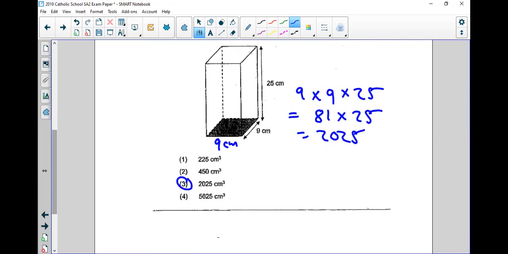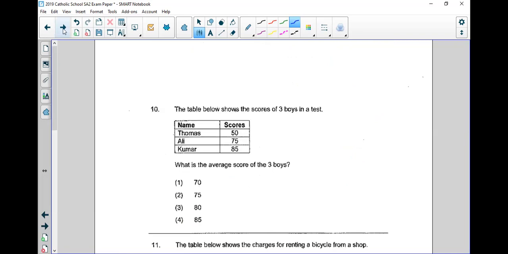Okay, let's go to question 10. All right, question 10. What's the answer for question 10? Question 10, the answer is number 1. Okay, how do you find average score? To find the average score, you always have to find the total score. So you go and plus them together, right? And you plus them together, you will get how many? I'm going to use my calculator to do a bit faster. And you will get total, which is 210.